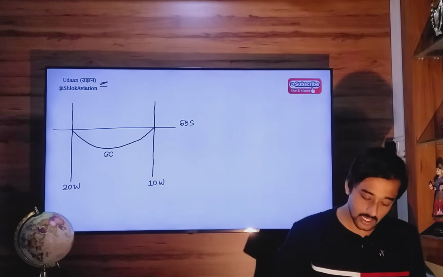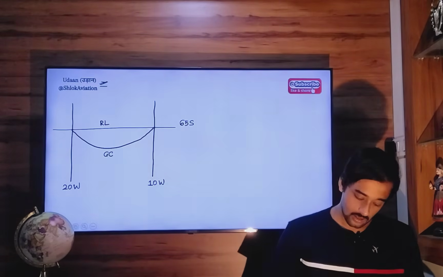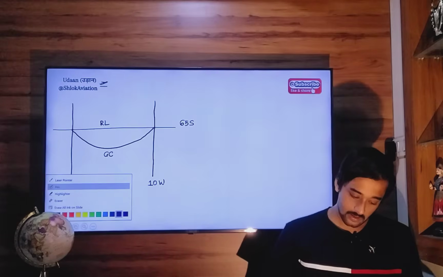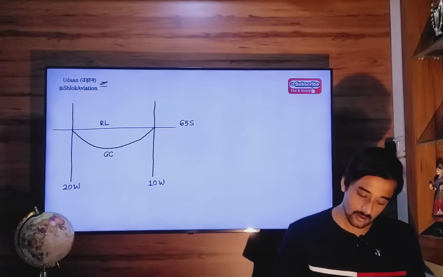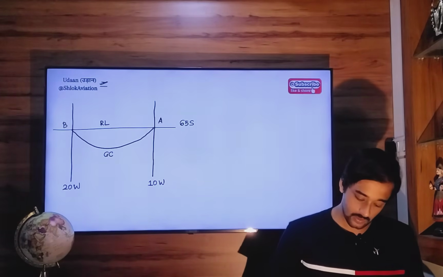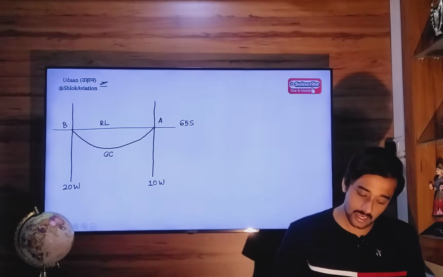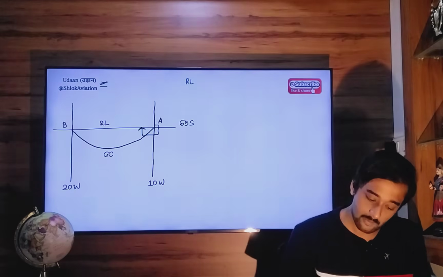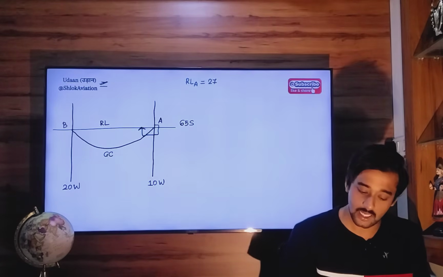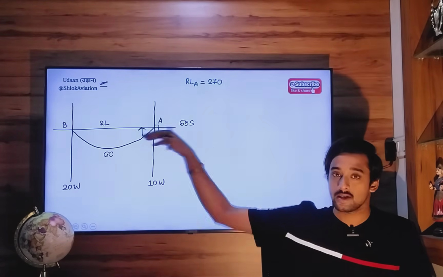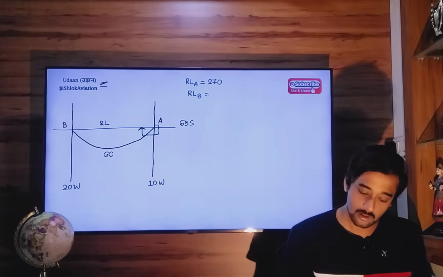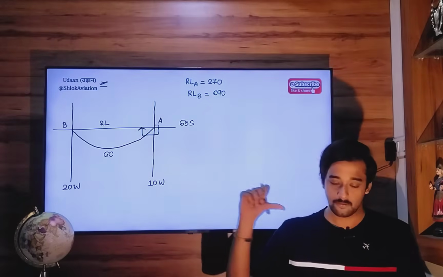This is your great circle track. This is your rhumb line track. Okay, now let's find out. You're traveling from A to B. Rhumb line track at A is 270. You're going directly from A to B, so westerly direction. Rhumb line track at B will be 090, reciprocal.